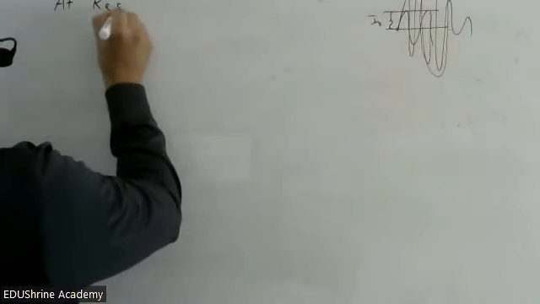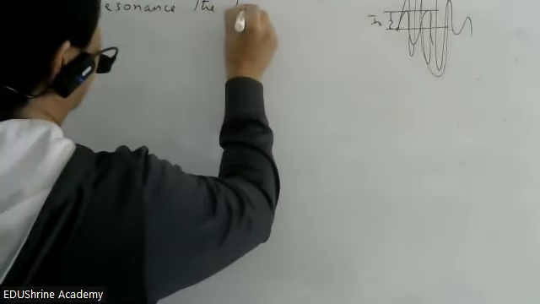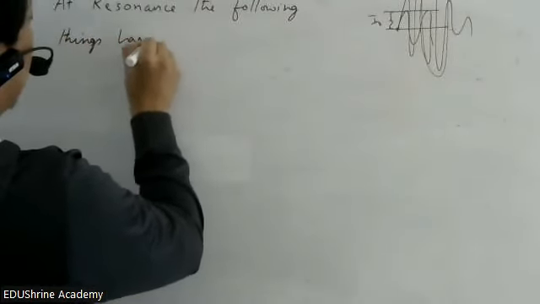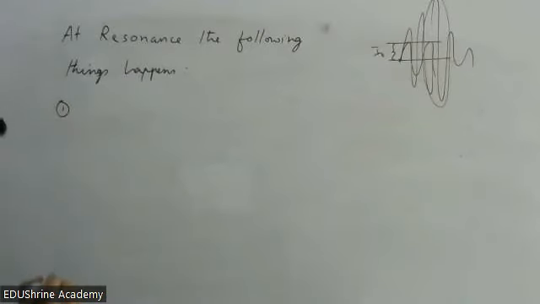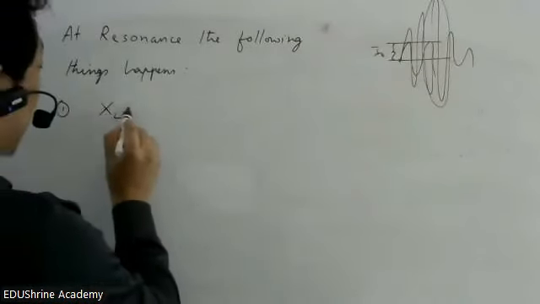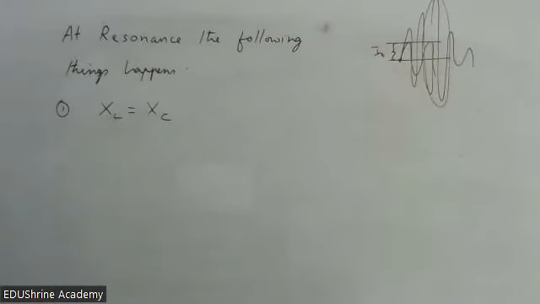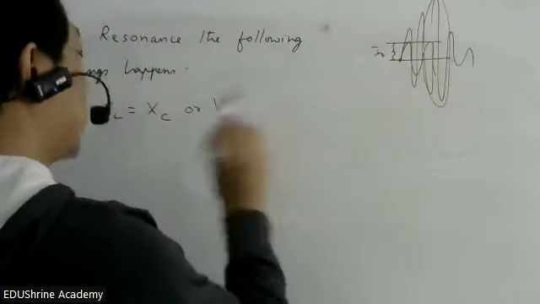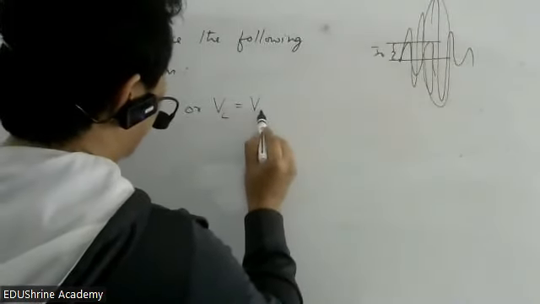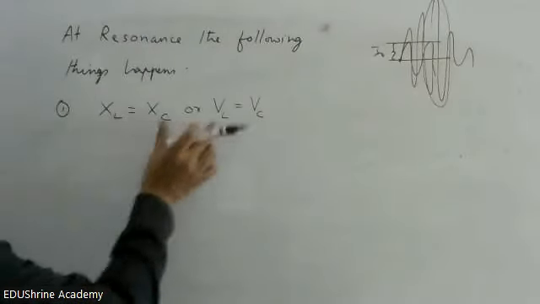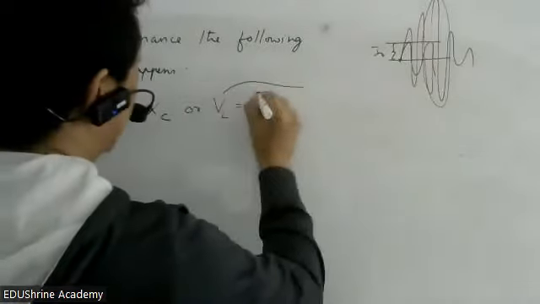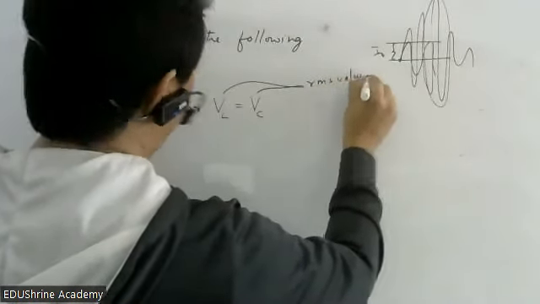At resonance, the following things happen. First one: your XL becomes equal to XC. Agree? Yes, sir. And if XL equals XC, it also means the voltage across the inductor, whether it is peak voltage or RMS, doesn't matter, equals the voltage across the capacitor. So try to remember this. At resonance, the voltage across the inductor and capacitor are equal. These are RMS values.